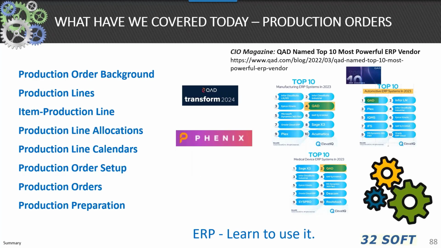So what have we covered today? Well, we've talked about what a production order is, some of the foundations. We've talked about contributors. We've covered product lines, product line allocation, item, product line maintenance, calendars, production setup. We talked about the production order control, preparations, lots of information to learn. Remember, QAD was named one of the top 10 most powerful ERP systems out there. So learn how to use it.